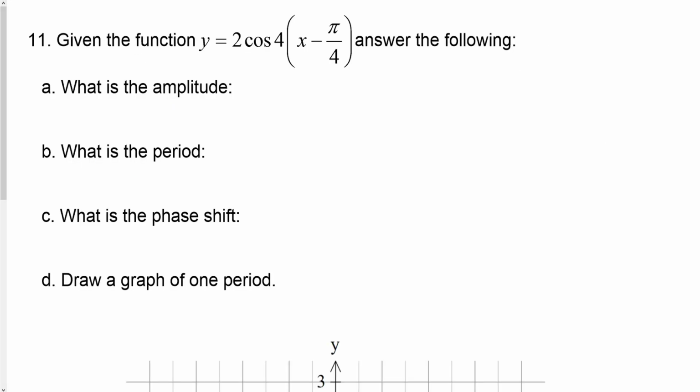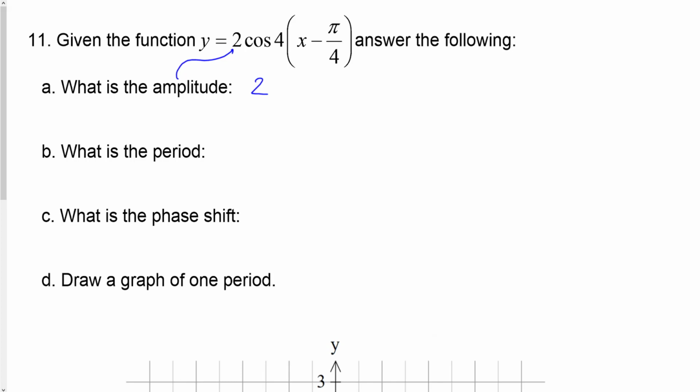Number 11. Given the function y equals 2 cosine 4 times the quantity x minus pi over 4, answer the following. Number 1, what is the amplitude? Okay, the amplitude is the number that is multiplying your function. So in this case, it's 2. So that's the maximum distance that the function goes away from the horizontal axis.